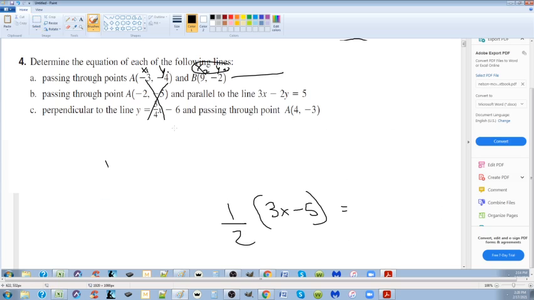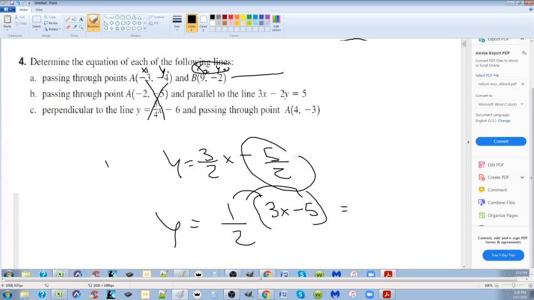And really, I'm only concerned about the slope, but I'll do the whole thing. So I've got to expand it. It expands out to 3 over 2 x. There's the slope, minus 5 over 2. I don't care about the b of this line, because I'm only searching for the slope, because it's parallel to that line. Now that I have m and a point, you do the same thing I did last time.